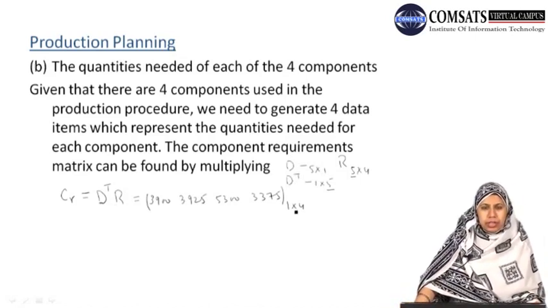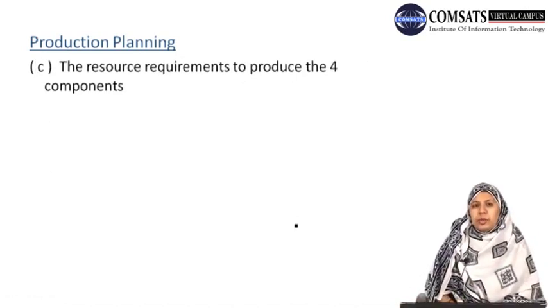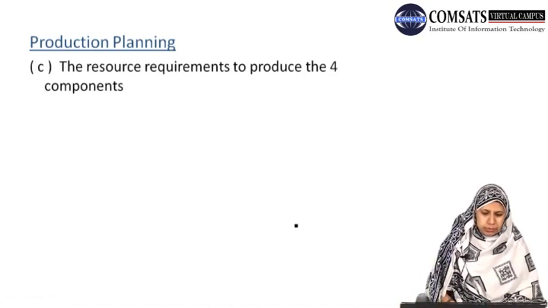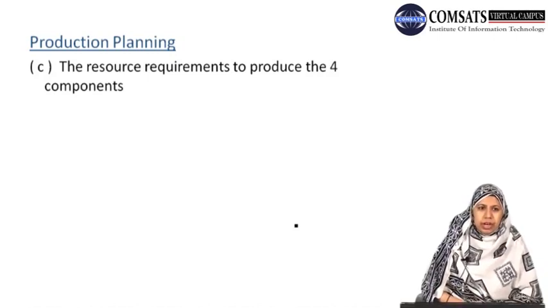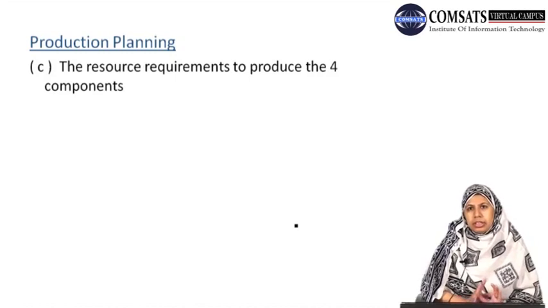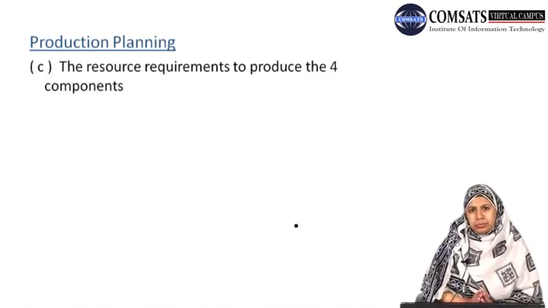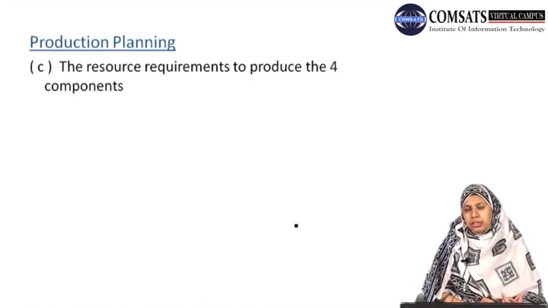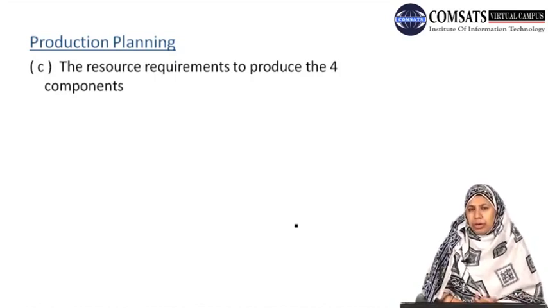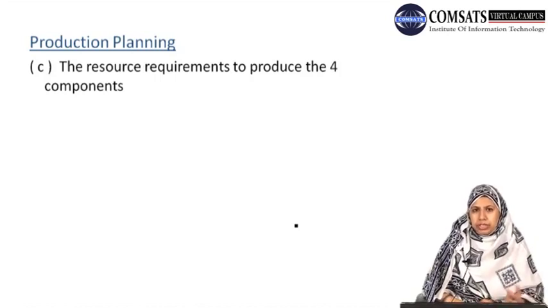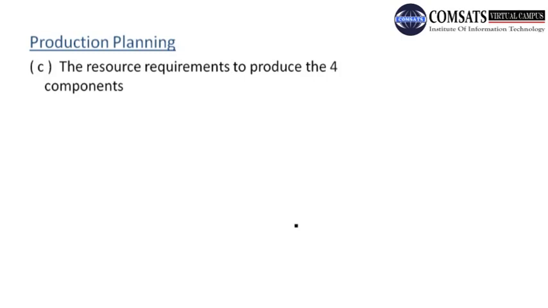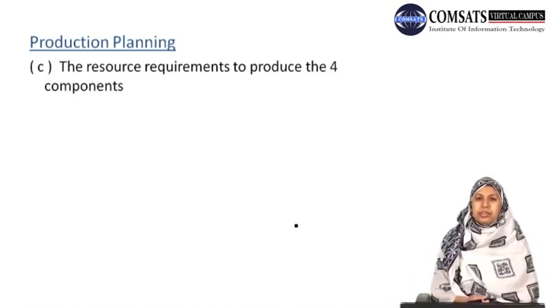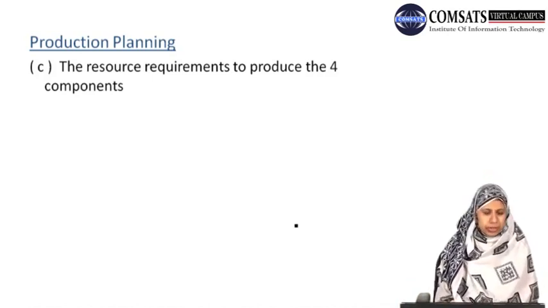Okay. The third thing which we are asked is the resource requirements to produce the 4 components. So we were given the matrix P, in which we had the data about the resources required for each component. That is, we have 4 components and 5 types of resources. That is, component 1 requires how many units for part 1, for part 2, for part 3, how many hours from the production labor, and how many hours from the assembly labor. So we are required to find the resource requirements to produce the 4 components.